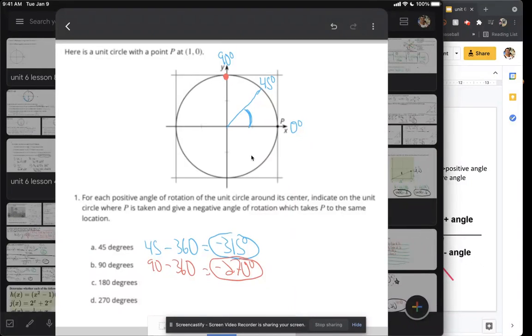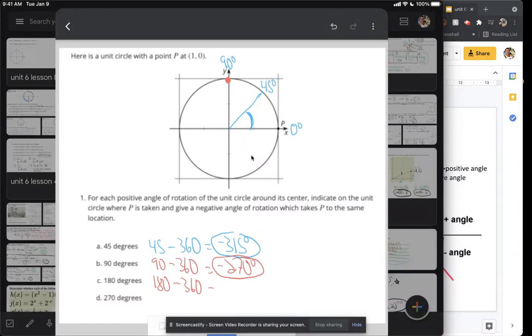Okay. 180 is interesting because if I do 180 and I subtract 360, I get negative 180 degrees. Okay. So that is right here. 180 degrees is right here, but it's also negative 180 degrees because that would be either rotating 180 counterclockwise or rotating 180 clockwise. So that one's kind of interesting.